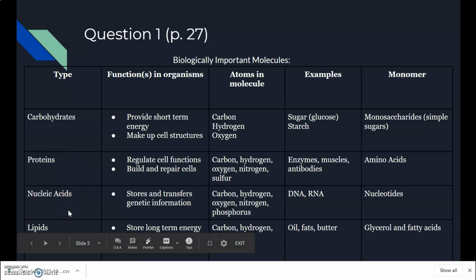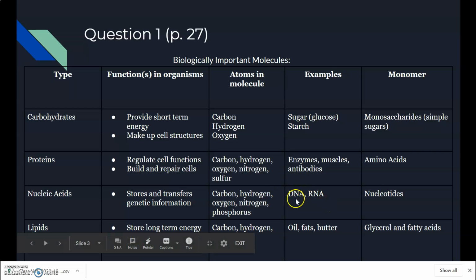Nucleic acids, we aren't going to spend too much time on these. These are going to be the star of the show next semester when we talk about genetics and evolution and anatomy. But these store and transfer genetic information. And they contain carbon, hydrogen, oxygen, nitrogen, phosphorus. Examples include DNA and RNA.